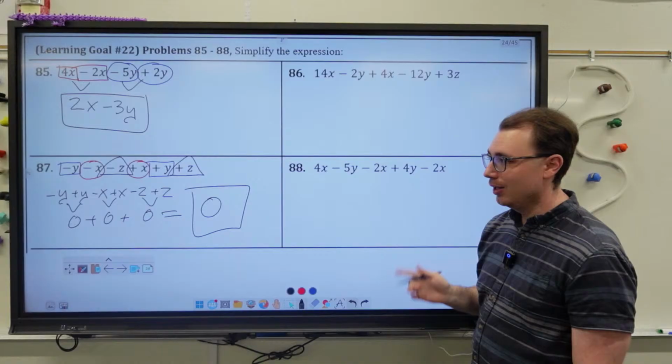Try that one more time here with question 99. For question 99, we combine together this 4x with this negative 3x.